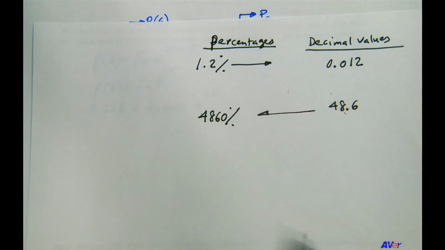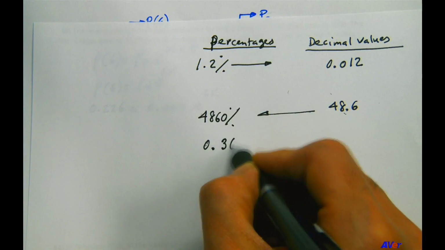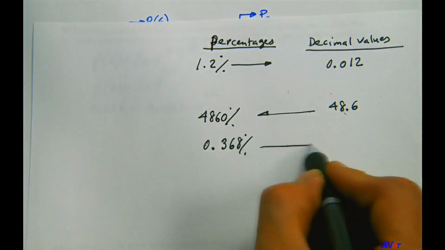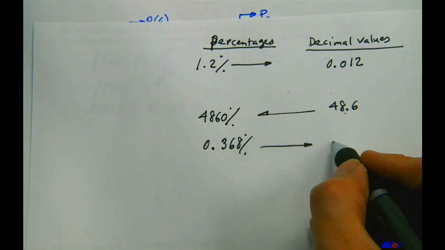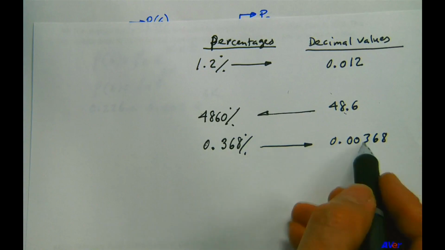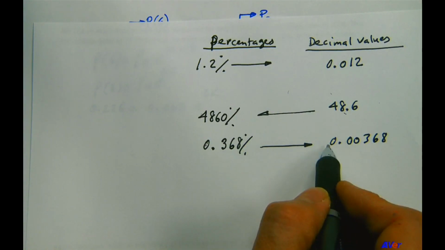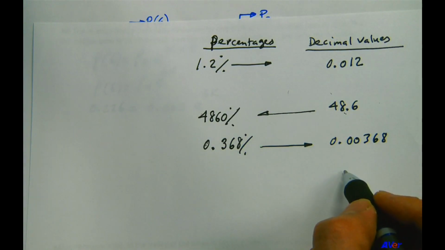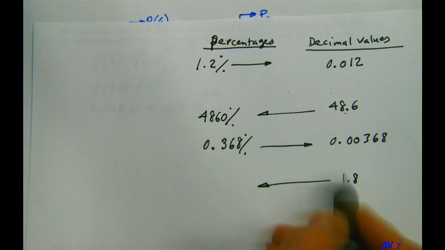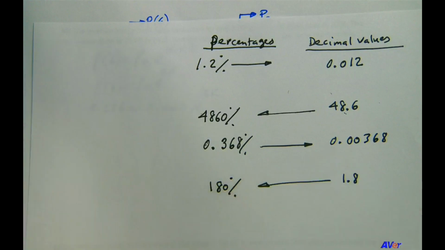Suppose we have 0.3868%. How would we convert this to decimal form? We would divide by 100, and we get 0.003868. To convert this to percentage, you would multiply by 100. Do you see the relationship? Suppose I have a decimal value, say 1.8. How would I convert that to percentage? I would multiply by 100. So 180%.